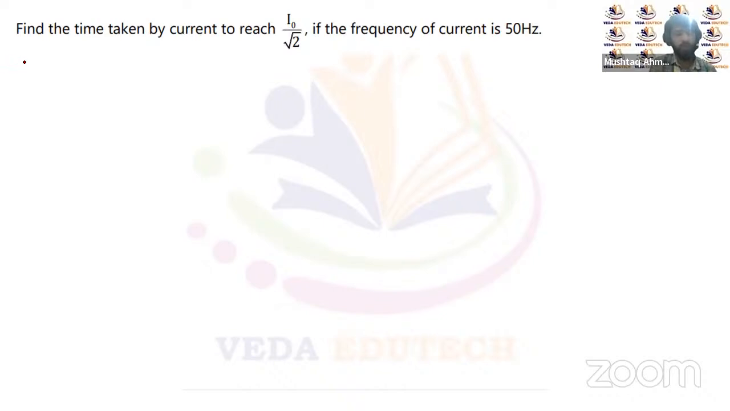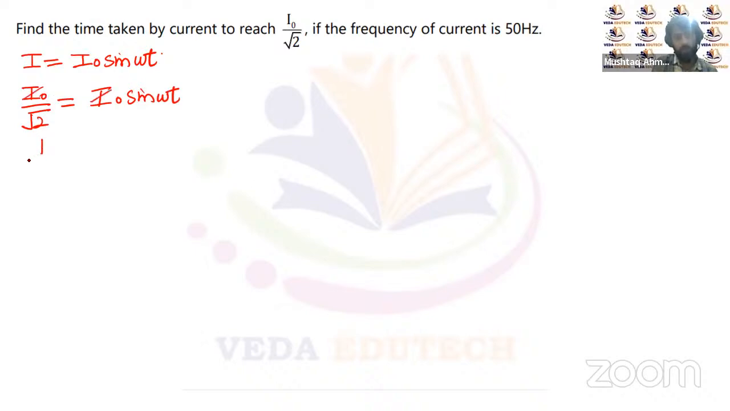Let's suppose we have been given a current I equal to I naught sine of omega t. We have to find the time at which the current will become I naught by root 2. So we just substitute the value of I here. That will be I naught by root 2, equal to I naught sine of omega t. From here, I naught and I naught will get cancelled. We'll be left with 1 upon root 2, equal to sine of omega t.